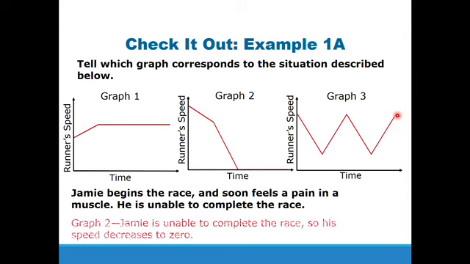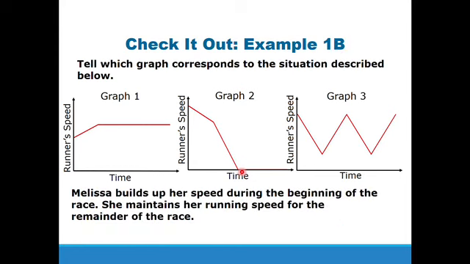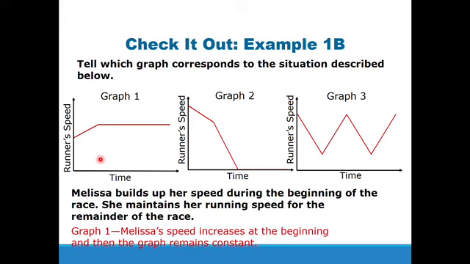So Jamie's going to be graph 2, because he was unable to complete the race, so his speed decreases all the way down to 0. As you can see, it just falls all the way down. Okay, let's look at another example. Here it says Melissa builds up her speed during the beginning of the race, and she maintains her running speed for the remainder of the race. Now it's the same example as previously, you just got to select the new graph. Okay, so graph 2 was Jamie, and graph 1 will be for Melissa because she starts to increase her speed and then maintains her speed throughout the race.